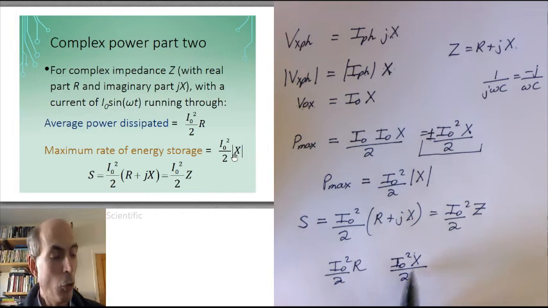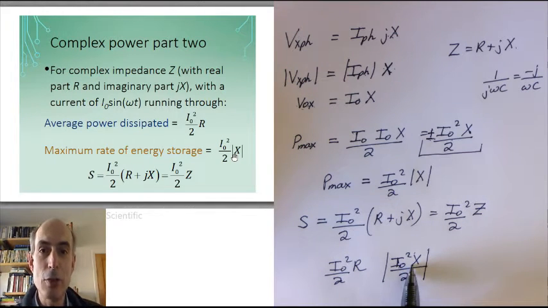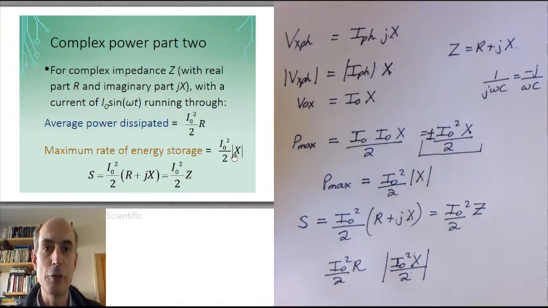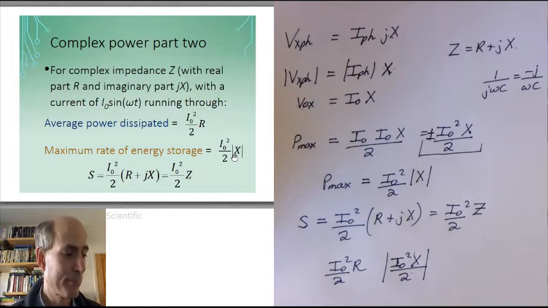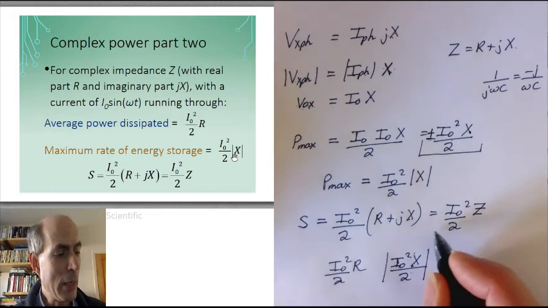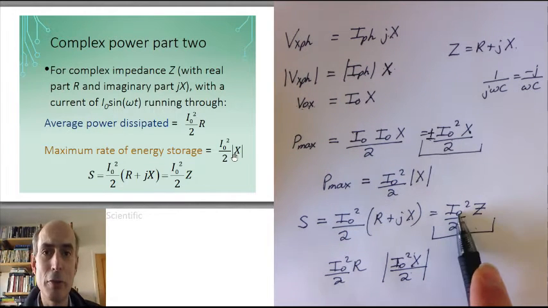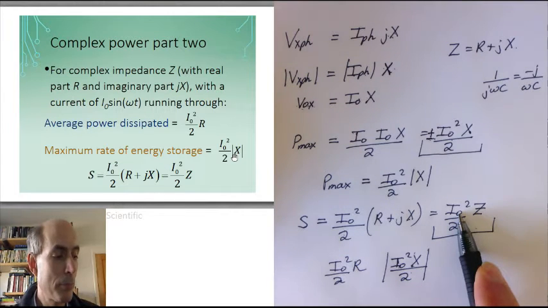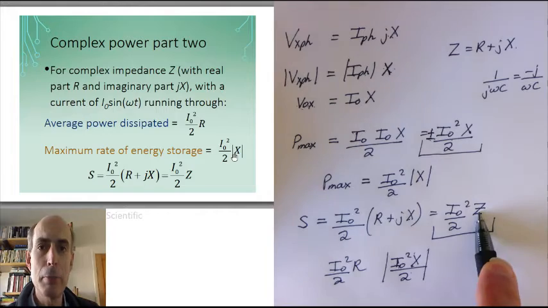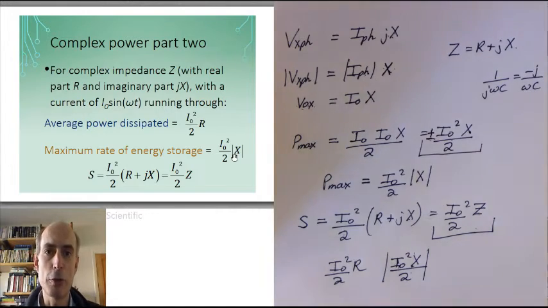And if I take the modulus of that, that will give me the maximum rate at which energy is being stored or released back into the network, which is exactly what I wanted from my definition of complex power. And this is a very simple way to calculate it. You take the amplitude of the current flowing through your component, square it, divide by 2, and multiply by the complex impedance of your component.